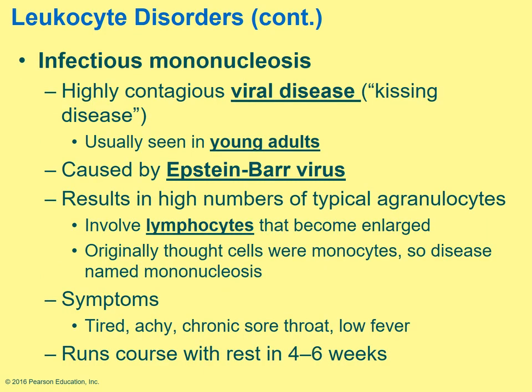Infectious mononucleosis is very highly contagious. It is a viral disease. It's usually seen in young adults. It's caused by the Epstein-Barr virus. Usually what happens is you end up with very high numbers of agranulocytes. Oftentimes the lymphocytes become enlarged. Symptoms are being very tired, achy, a usually very chronic, so long-lasting, sore throat, and low fever. It will run its course with rest in about 4 to 6 weeks.